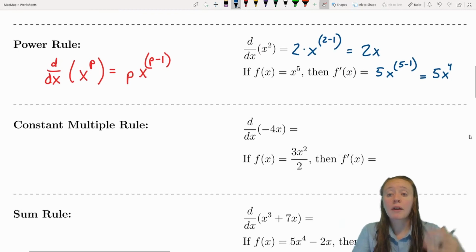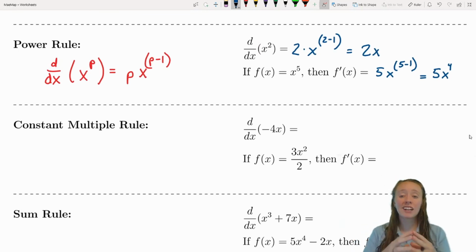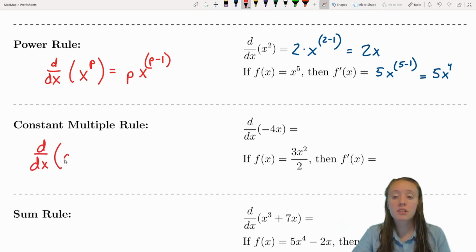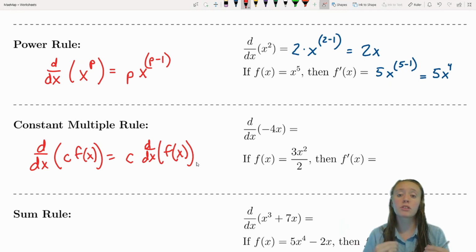Next we move on to our constant multiple rule. And again, this constant multiple rule is going to deal with some number c that's in the real numbers. So if we take the derivative of some real number c times our function f(x), then we can simply pull that c out in front, so that coefficient of our function is out in front, and then take the derivative of f(x). So that c will just be multiplied by whatever you get for the derivative of f(x). So this is c times f'(x).